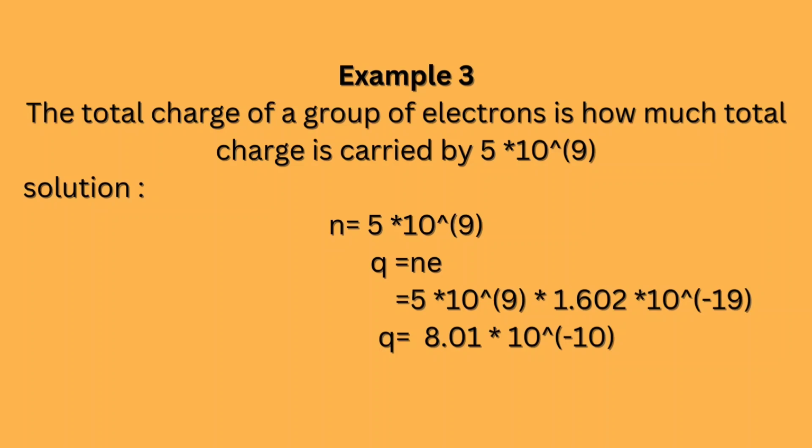Example 3. How much total charge is carried by 5 into 10 power 9 electrons? Use the quantization of charge formula. Q is equal to n e, equal to 5 into 10 power 9, and multiply by the elementary charge value 1.60 into 10 power minus 19. Multiplying, we get the value 8.01 into 10 power minus 10 coulomb. The total charge is 8.01 into 10 power minus 10 coulomb.